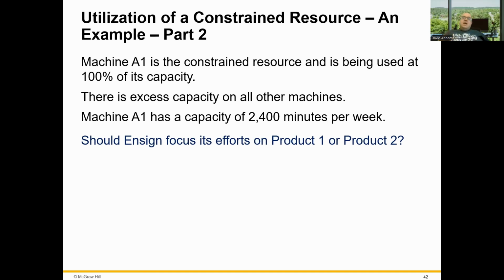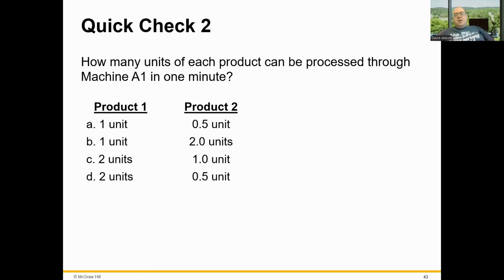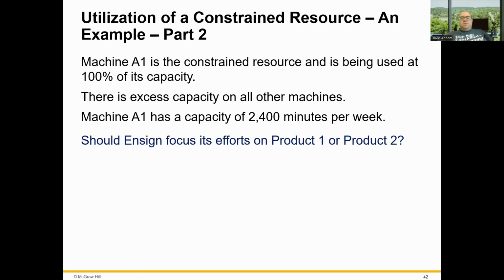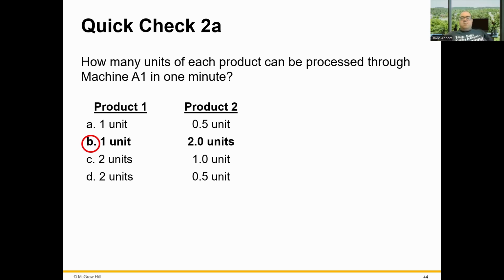Okay. So machine A1 is a constrained resource that is being used at 100% capacity. There is excess capacity on all the other machines. Machine A1 has a capacity of 2,400 minutes per week. Should Ensign focus its efforts on product 1 or 2? Based on that, how many units of each product can be processed through machine A1 in 1 minute? 2 units, so we just divide that and we can work that out.